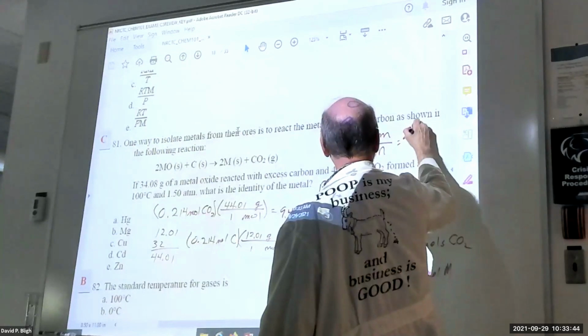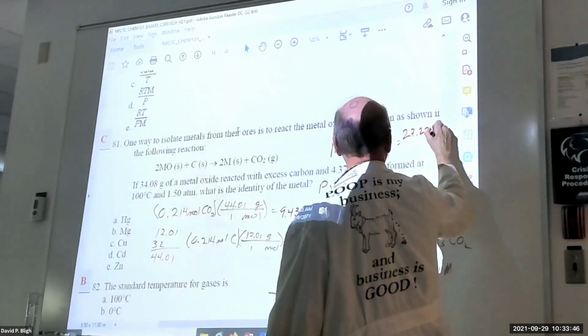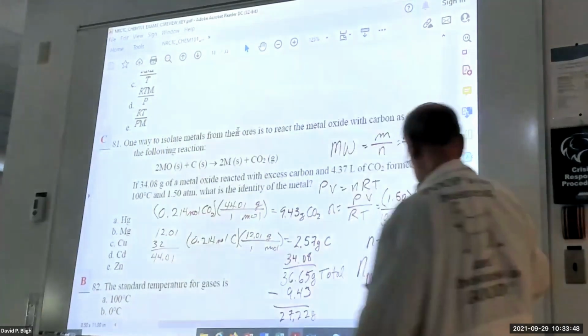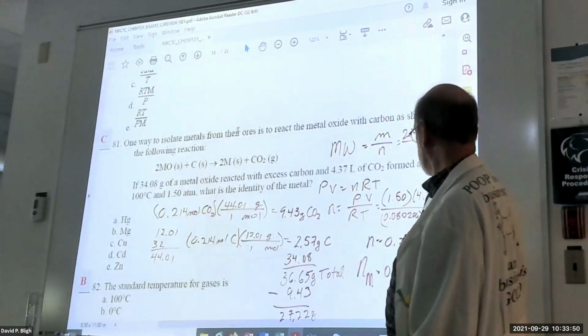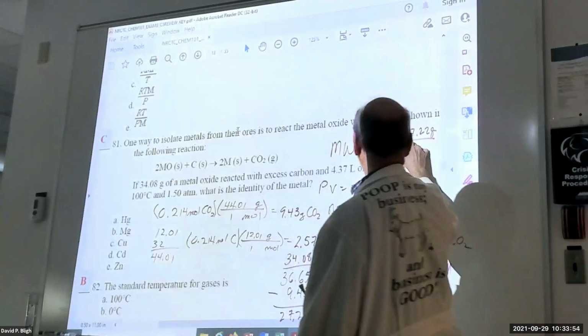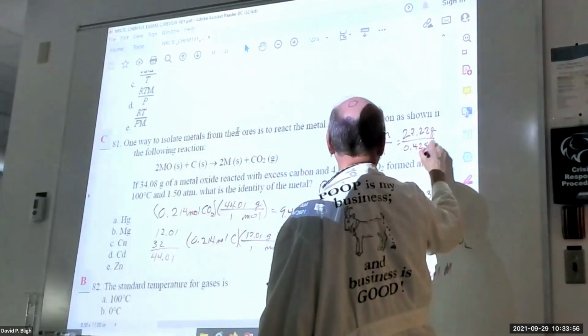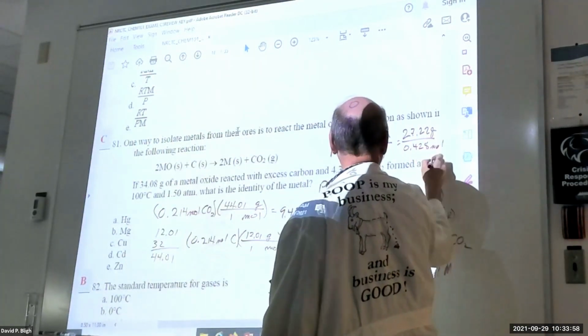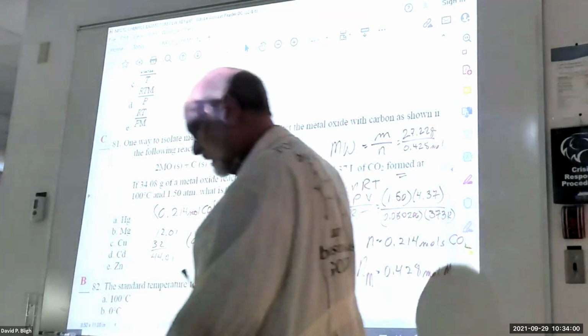So 27.22 grams for how many moles? 0.428 moles of metal. And that's equal to what?